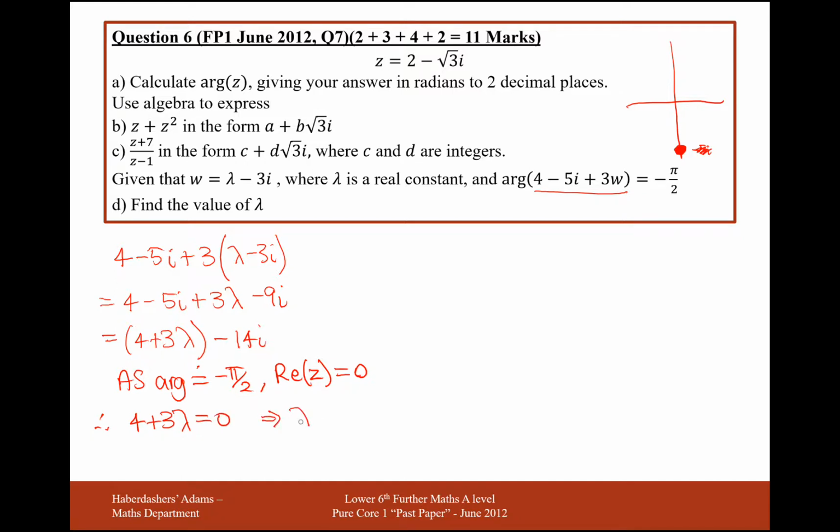So therefore lambda is going to equal minus 4, take the 4 onto the other side, and then divide by 3. So lambda is minus 4 divided by 3. No pi in there. 11 marks for this whole question. That's great.